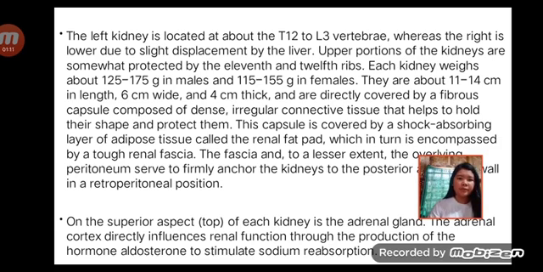They are directly covered by a fibrous capsule composed of dense, irregular connective tissue that helps to hold their shape and protect them. This capsule is covered by a shock-absorbing layer of adipose tissue called the renal fat pad, which in turn is encompassed by a tough renal fascia. The fascia and, to a lesser extent, the overlying peritoneum serve to firmly anchor the kidneys to the posterior abdominal wall in retroperitoneal positions.